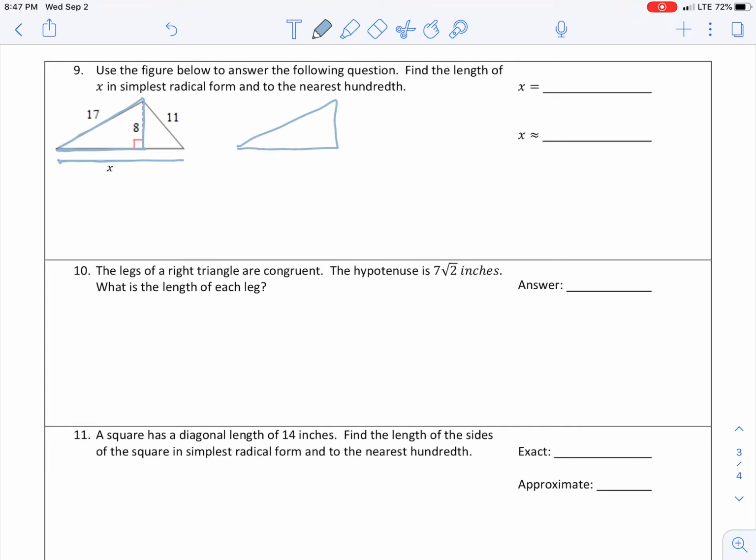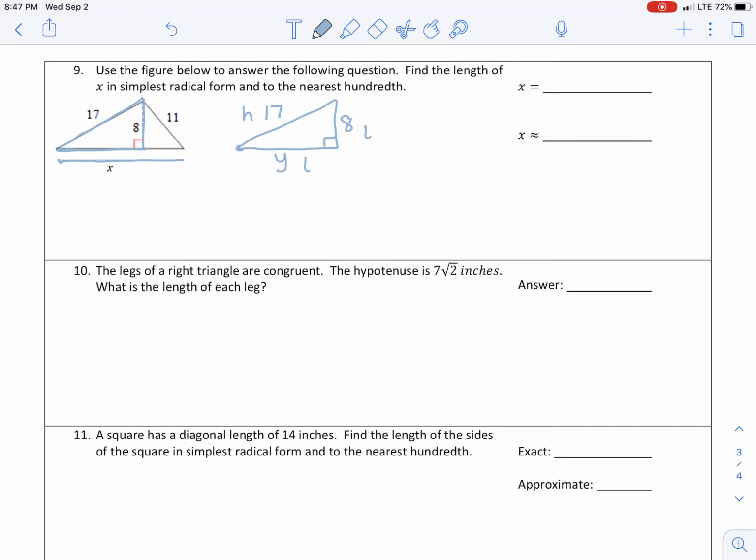Okay, so at this point we have a right triangle. That means that we can use the Pythagorean theorem. We have 8 as our side length here, and we have 17 as our long length across from our 90-degree angle, which makes that our hypotenuse. 8 is a leg, and so is our unknown side. Since we already have an x in the problem, I'm going to go ahead and label that as a y.